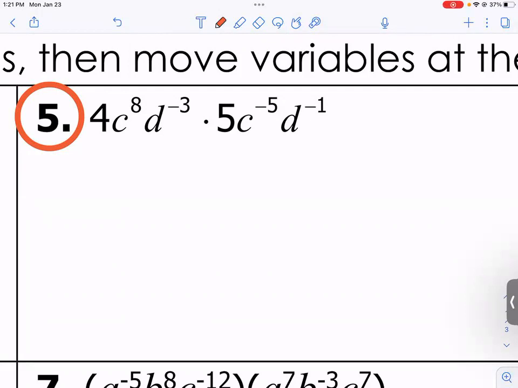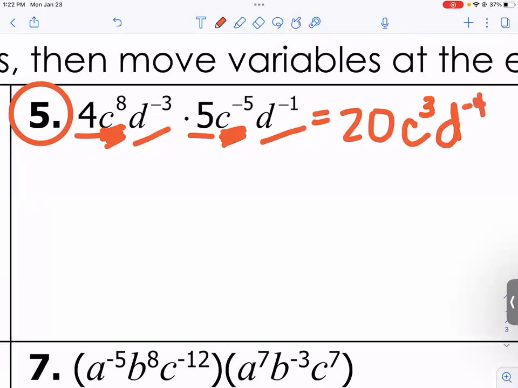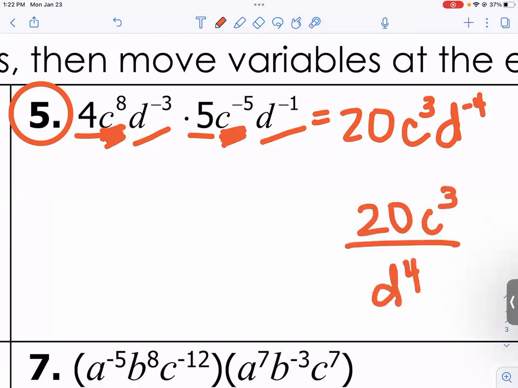All right, so I'm seeing 20 C cubed over D to the 4th. Okay, so 4 times 5 is 20. When we take C to the 8th and C to the negative 5th, we add those together to be C cubed. And then D, we would add to be D to the negative 4th. So 20 C cubed over D to the 4th, that's great. Okay, write that down.